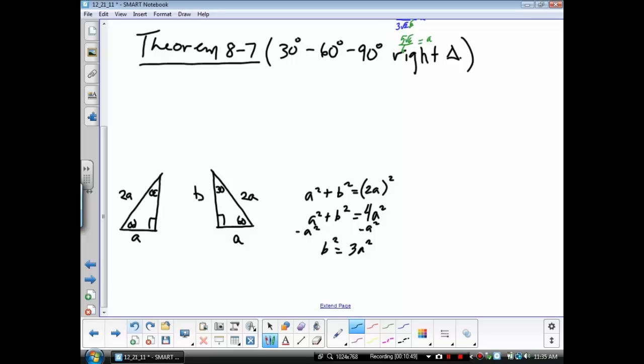Now I can take a square root of both sides, and when I do that I have b equals square root of 3 times square root of a squared. Square root of a squared simplifies, and since it's a whole number, I put it in front of the radical. b equals a times the square root of 3. And that's what the long leg is. So I'm going to erase the b here. I found that to be a times the square root of 3.